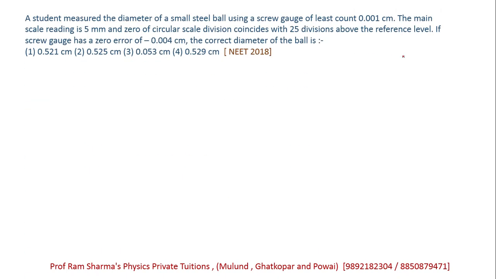The next question was asked in 2018. So let's see what the question is. A student measured the diameter of a small steel ball using a screw gauge of least count 0.001 centimeter. So we know the least count of the screw gauge is directly given. The main scale reading is 5 mm and the 0 of the circular scale division coincides with 25 divisions above the reference level. That means the coinciding circular scale reading is nothing but 25. The screw gauge has a zero error of −0.004 centimeter. What is the correct diameter of the ball?